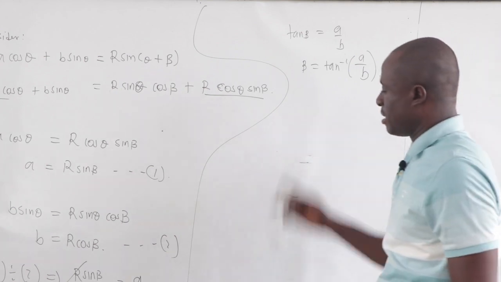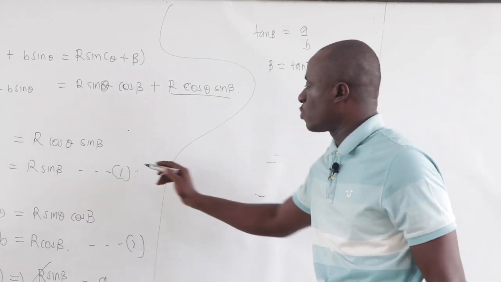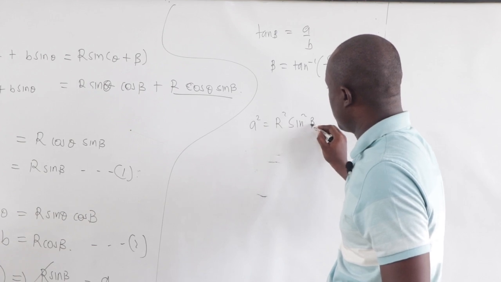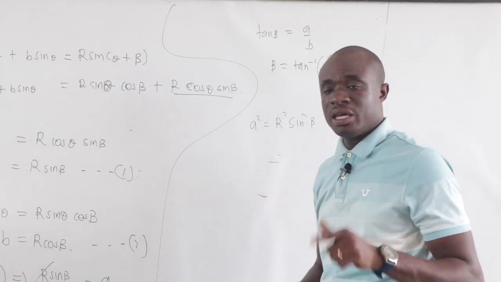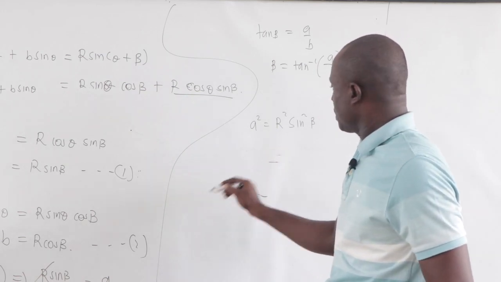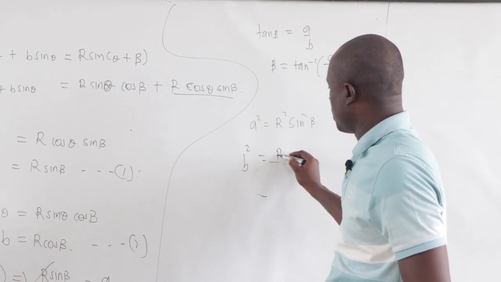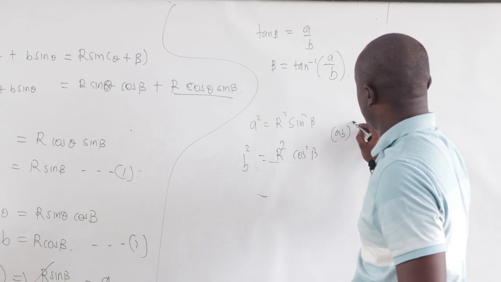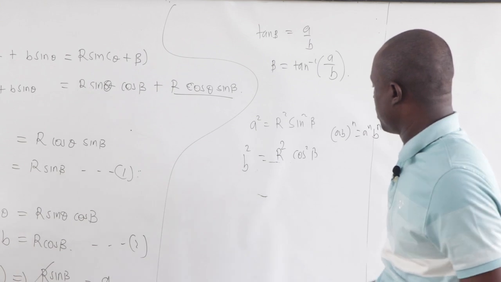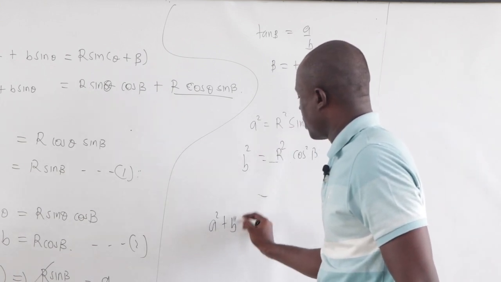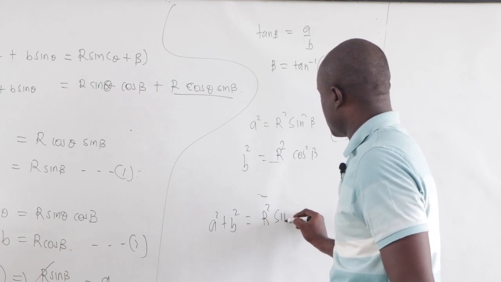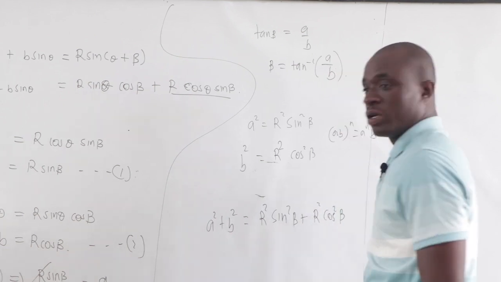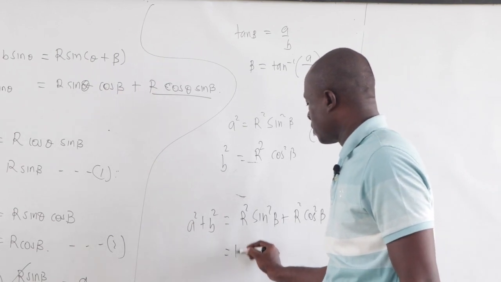That is beta. Now let's square the first one. If you square this, we get a squared equal to r squared sine squared beta, because (ab) to the power n is a^n b^n. And then also b squared will be r squared cos squared beta. We are using (ab) to the power n, which is a^n b^n. Now adding these two, that is a squared plus b squared equal to r squared sine squared beta plus r squared cos squared beta. R squared, we can factorize it out.